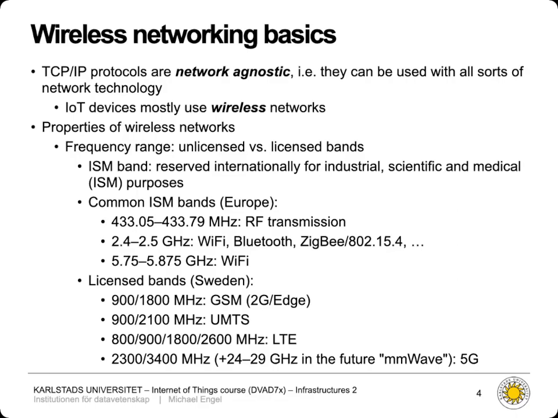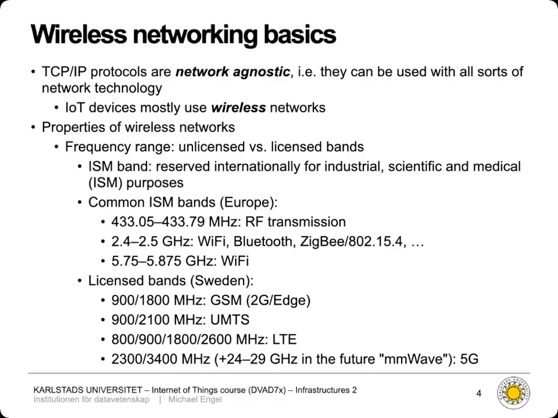In general, we distinguish between unlicensed and licensed communication bands. A band is just a technical term for a range of frequencies starting at a lower frequency and going up to an upper frequency limit. We have the so-called ISM band. ISM stands for Industrial, Scientific, and Medical Applications. This is a reserved band for these applications. And the interesting thing about ISM is that ISM bands can be used without acquiring a license.